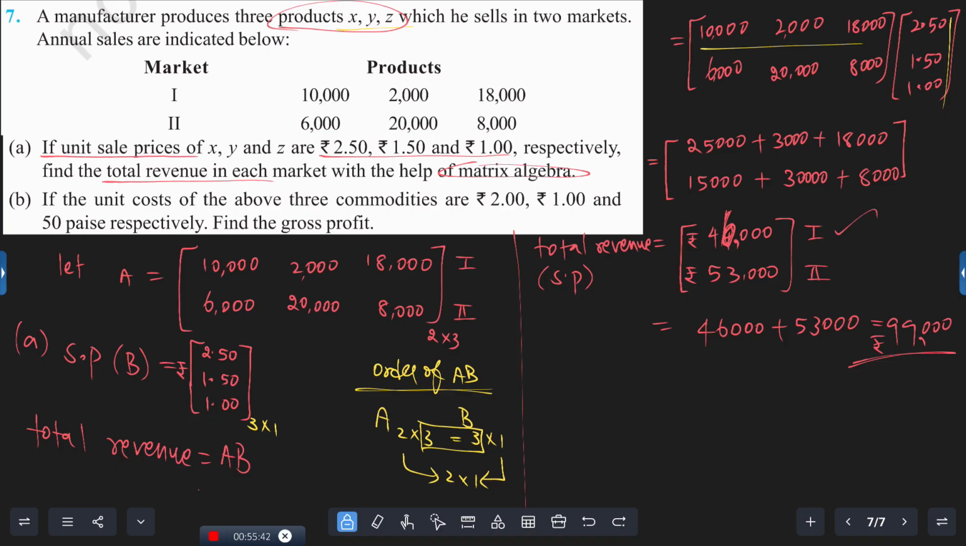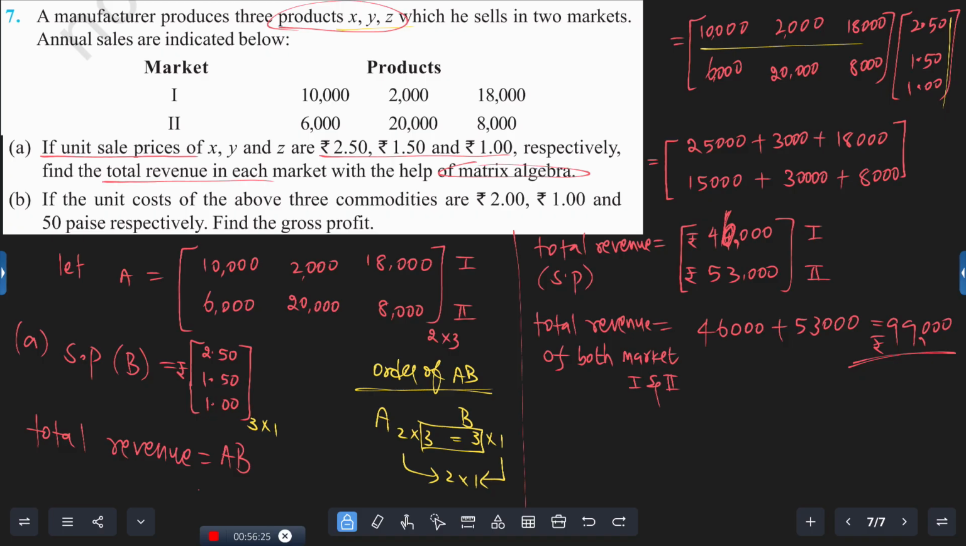Total revenue of market number 1, total revenue of market number 2. This total of both is the total revenue, if they ask; or else leave it. If they are asking for both market 1 and 2 together, you give it. Or else market 1, market 2 separately. Here they didn't mention both, they asked separately only, so you can stop here itself. Understand, children? Okay.